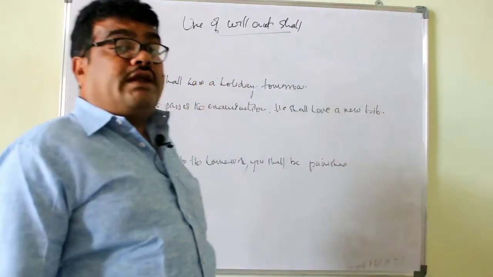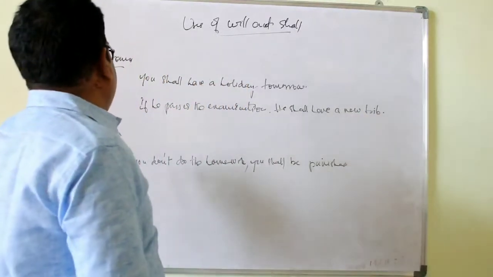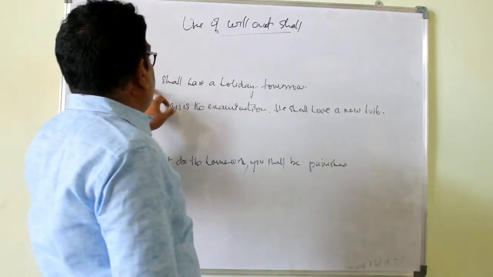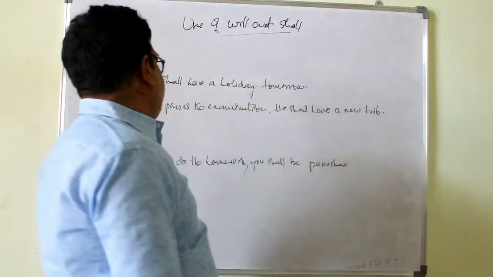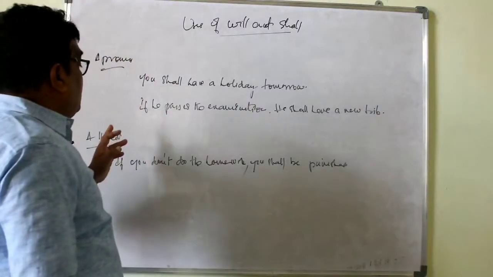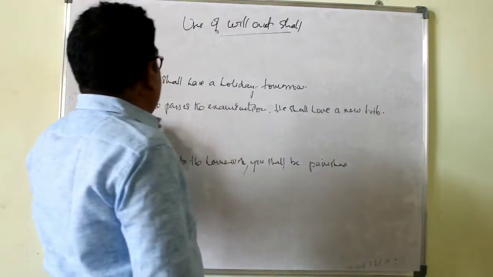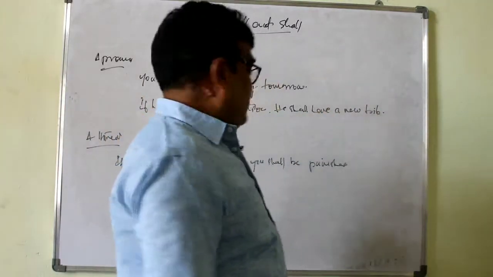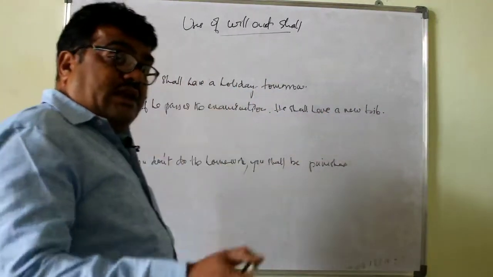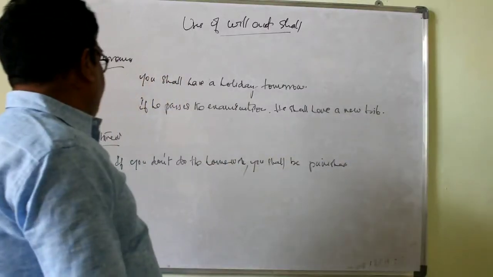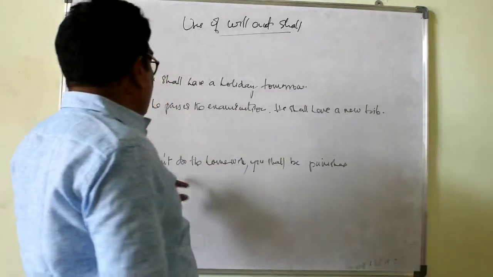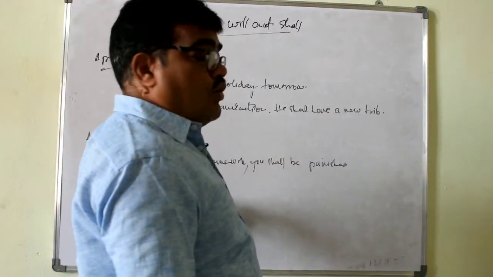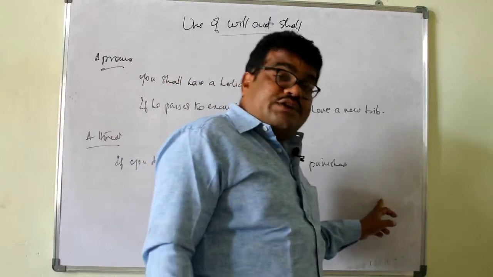Shall is used in promise and threat. Example for a promise: you shall have a holiday tomorrow. Another promise, for example: if he passes the examination, he shall have a new bike. And shall can also be used for threat. Example: if you don't do the homework, you shall be punished.